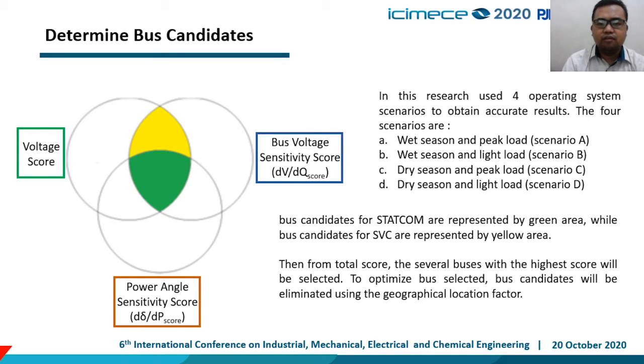In this result, we use four scenarios. Scenario 1, wet season and peak load. Scenario 2, wet season and light load. Scenario 3, dry season and peak load. And scenario 4, dry season and light load. Bus candidate for STATCOM are represented by green area, while bus candidate for SVC are represented by yellow area. From total score, the several bus with the highest score will be selected. To optimize bus selected, bus candidate will be eliminated using the geographical location factor.